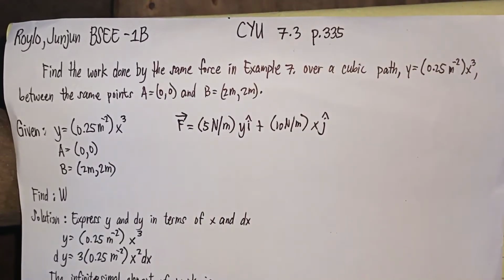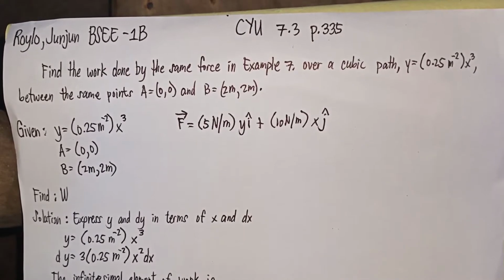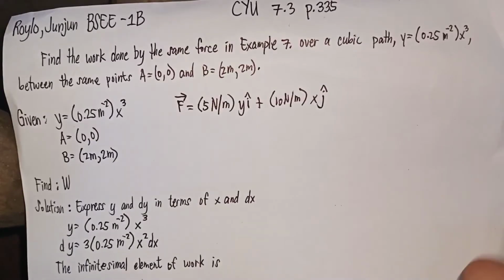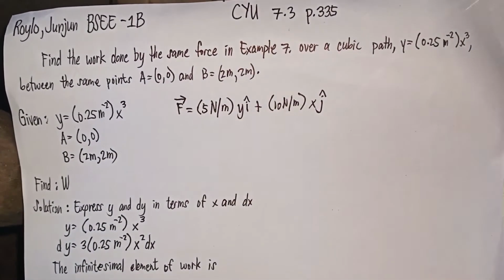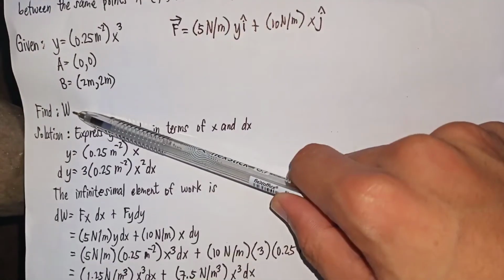Check your understanding 7.3 from page 335. Find the work done by the same force in example 7 over a cubic path, y equals 0.25 m^-2 x^3, between the same points A equals (0, 0) and B equals (2 m, 2 m). These are our givens. So we're going to find the work done.